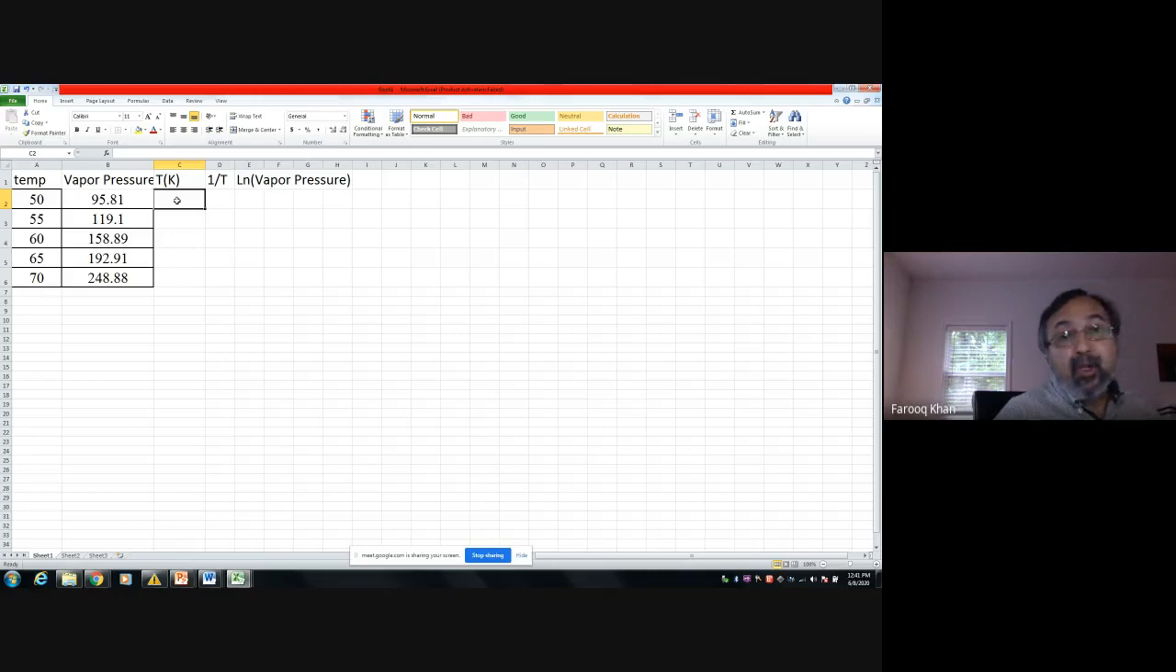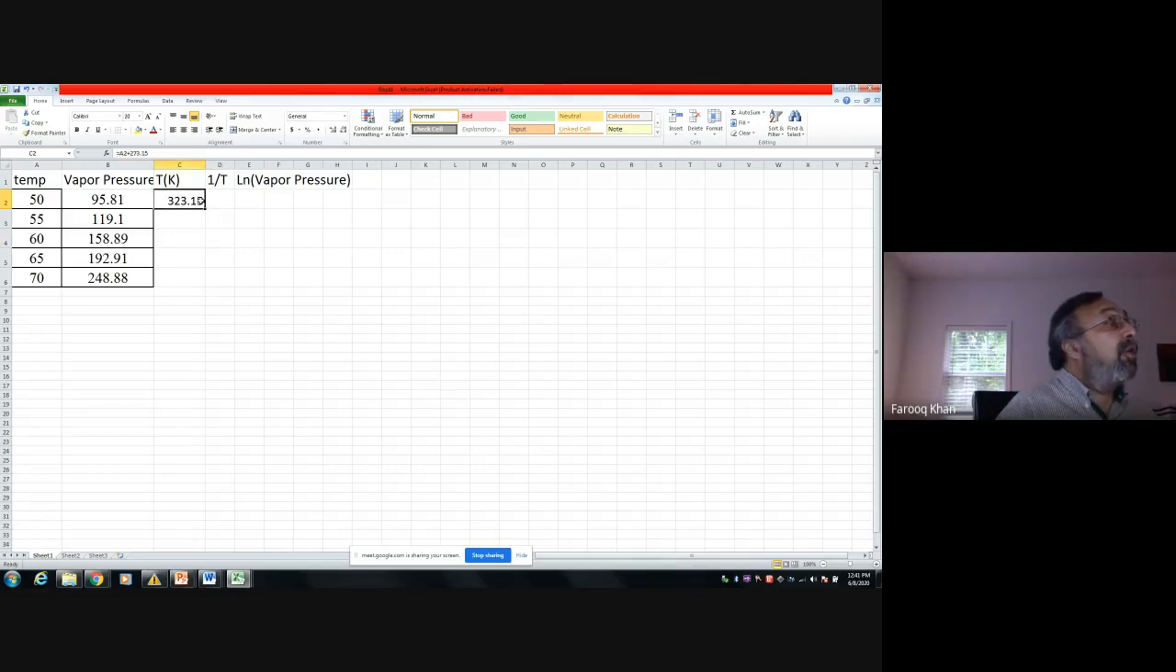Now, the temperature in Kelvin is the temperature in degrees centigrade plus 273.15. So I go into Excel and type equal to. I highlight this temperature in degrees centigrade and then add to that 273.15, and I get my temperature in Kelvin.